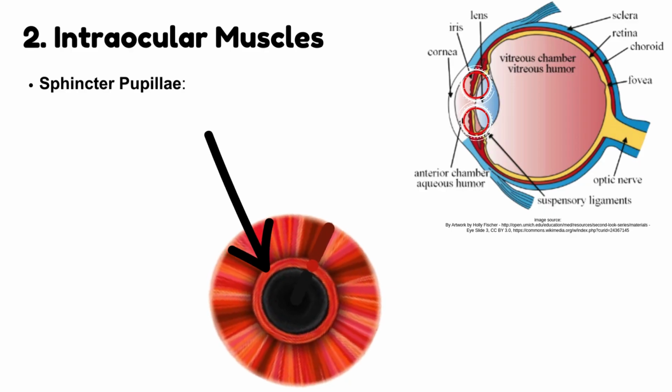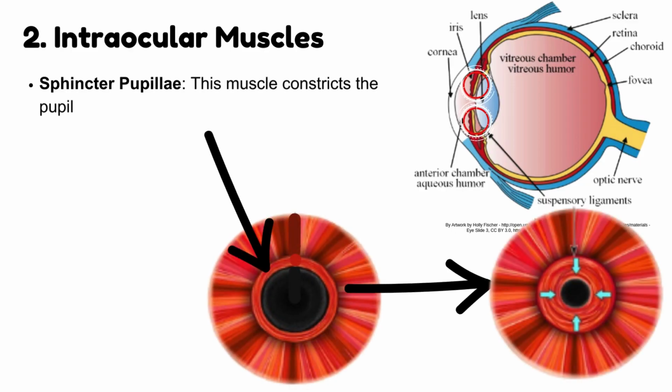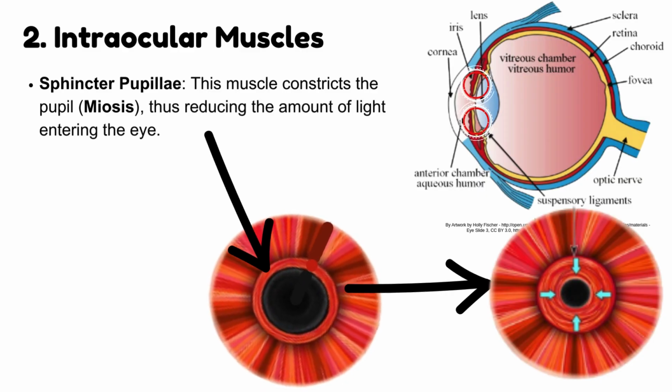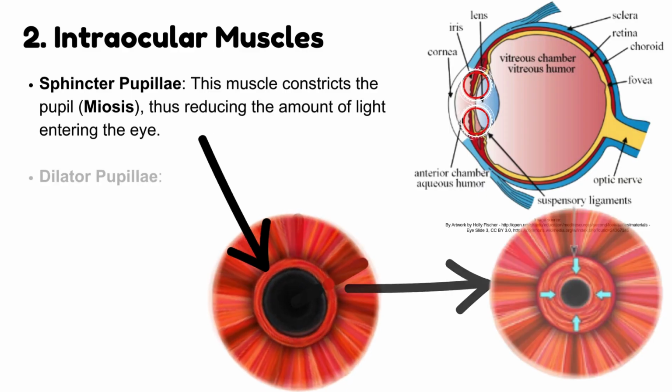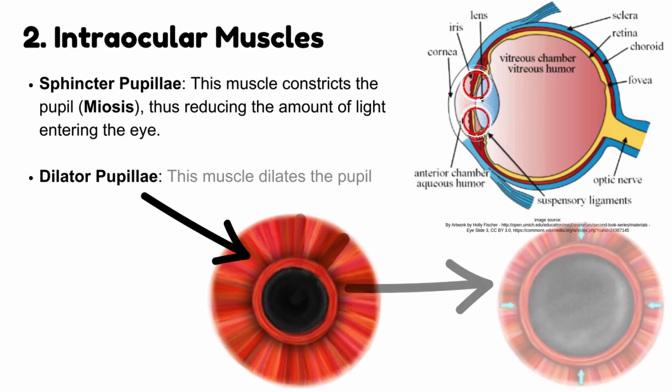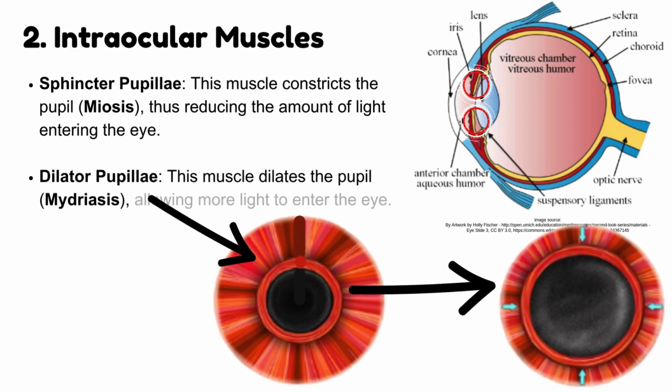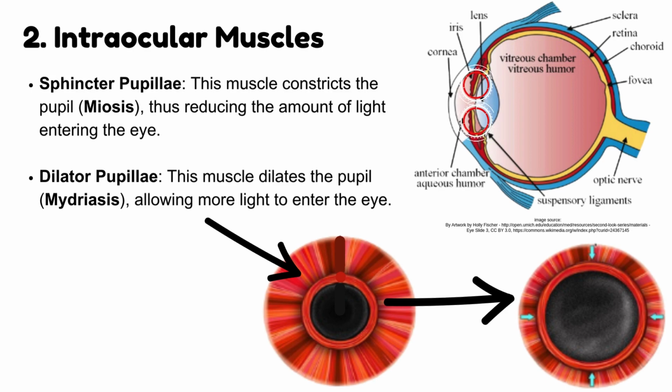Sphincter Pupillae. This muscle constricts the pupil, causing miosis, thus reducing the amount of light entering the eye. Dilator Pupillae. This muscle dilates the pupil, causing mydriasis, allowing more light to enter the eye.